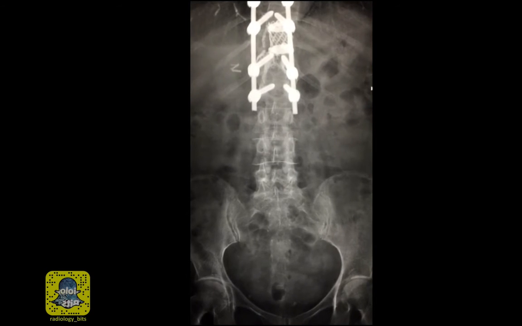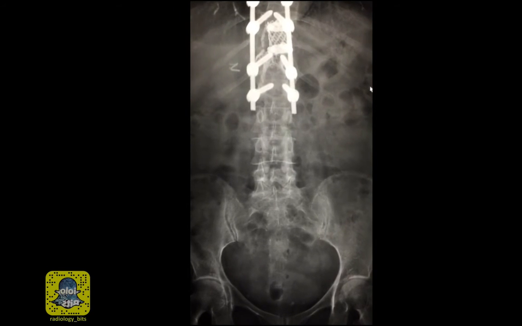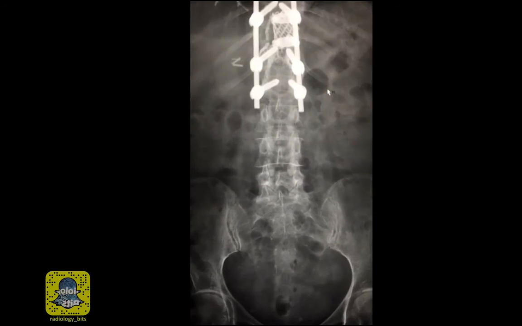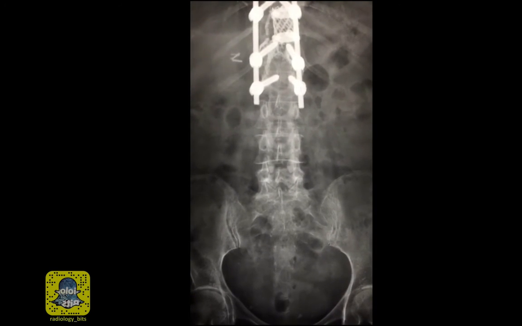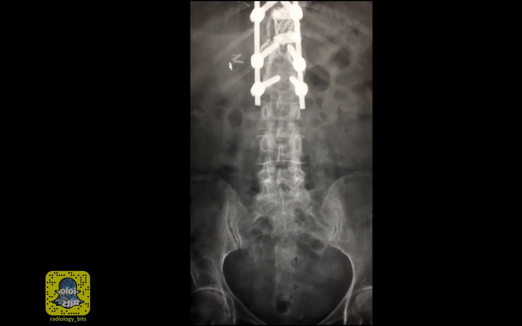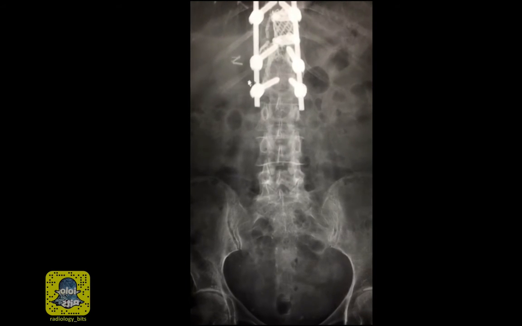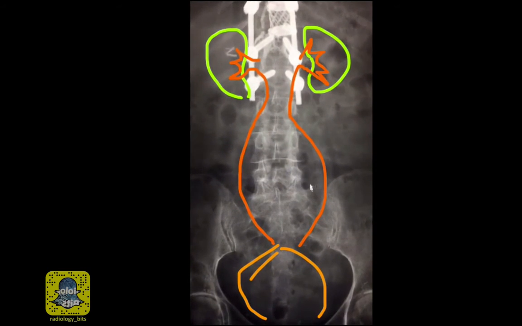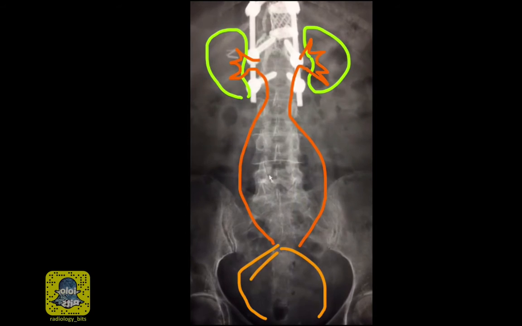If you're looking for renal stones, you look for stones along the course of the renal collecting system. And you'd expect to see stones over the renal shadow on either side, in the renal pelvis here, or along the course of the ureters as they go all the way down to the pelvis.